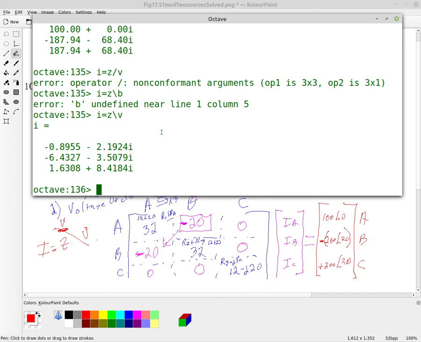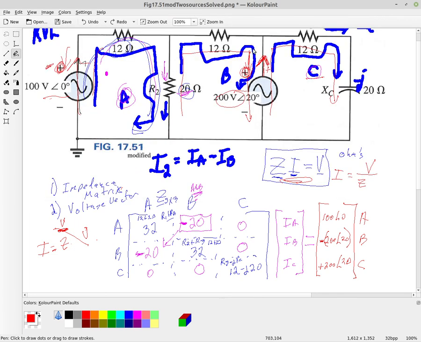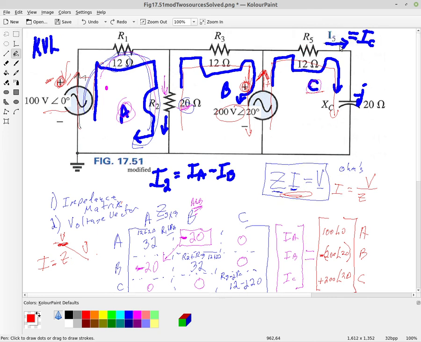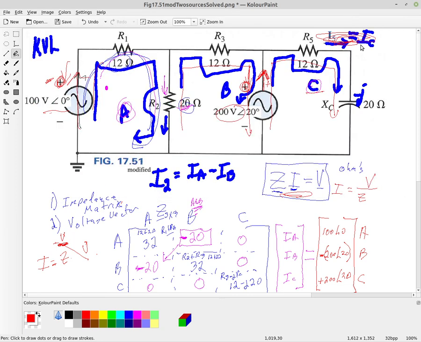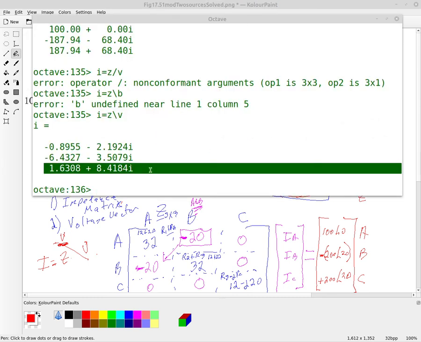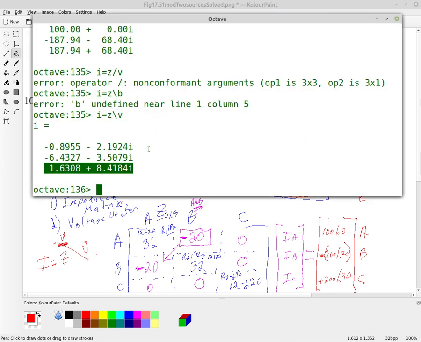So if we want to display, remember what we were looking for over here was not the voltage, excuse me, but the current I5. And the current I5, I already said on this slide, was equal to IC. And so this is IC. So there is my current. However, anytime we display the current, we always want to display the current in polar format. So I'm going to call this I5 polar.